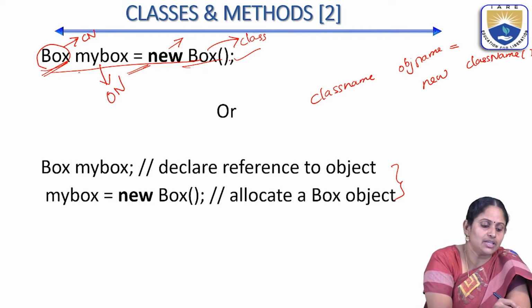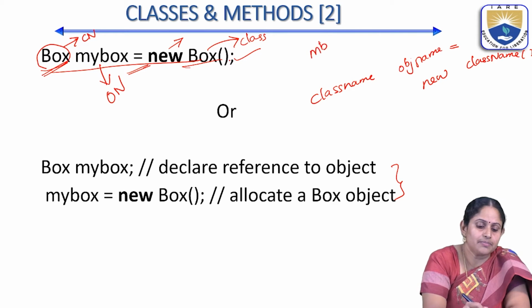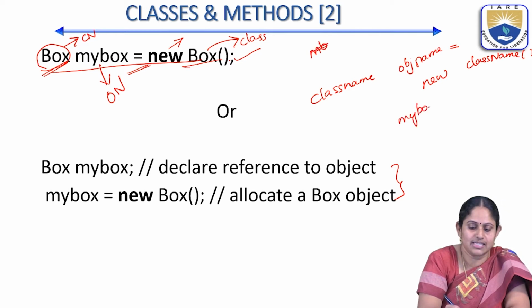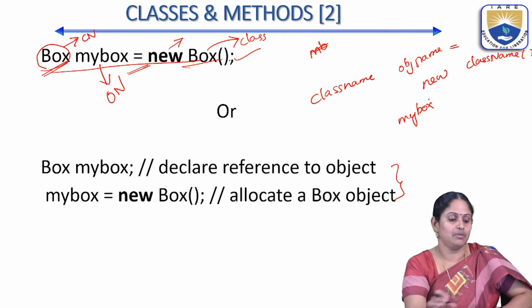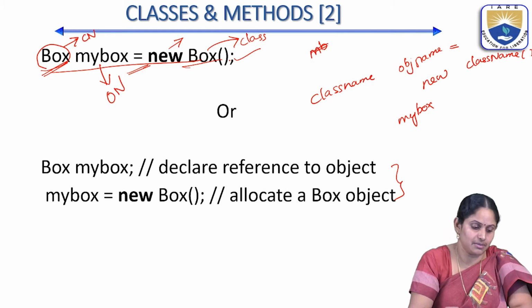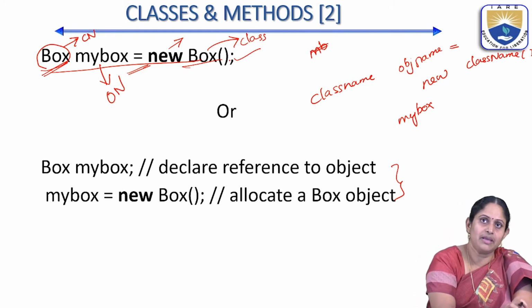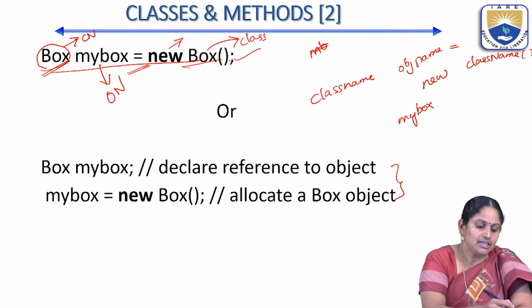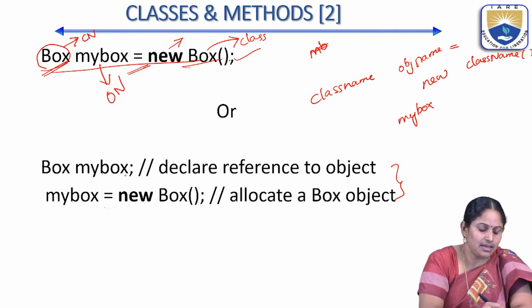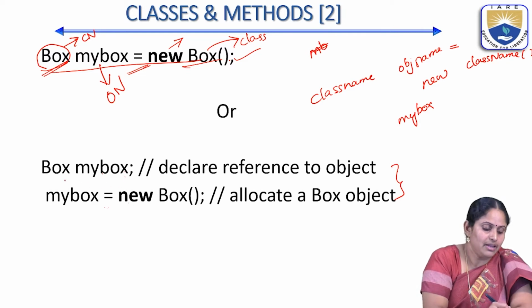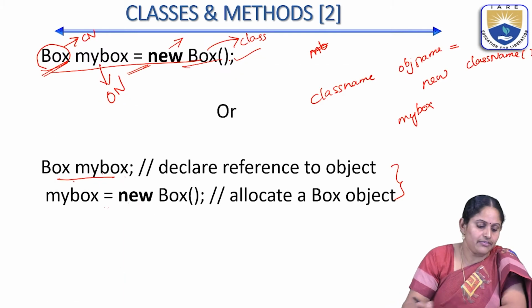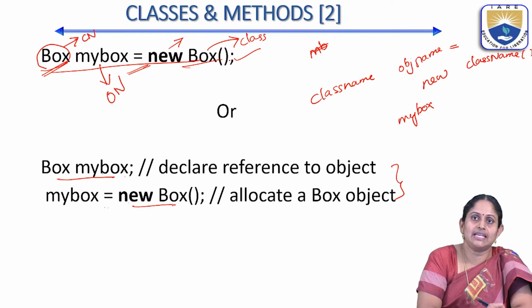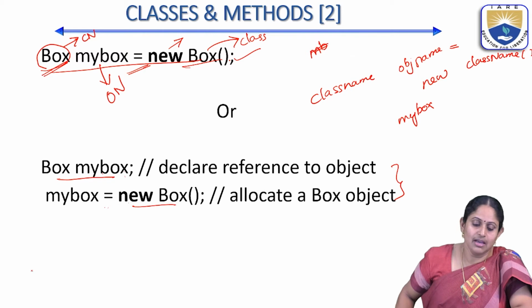When this statement is executed, an object named mybox is created, and whatever members are available inside that class Box will be applicable for this mybox. The same statement split separately gives this form, wherein we are creating a reference to the object, and here we are allocating the memory to the Box object.